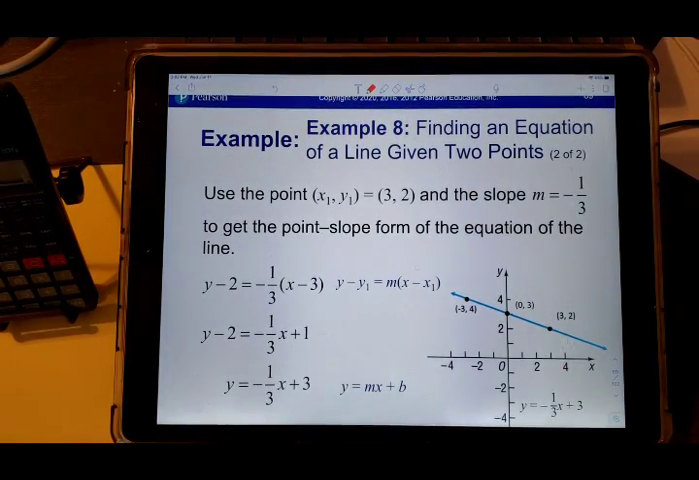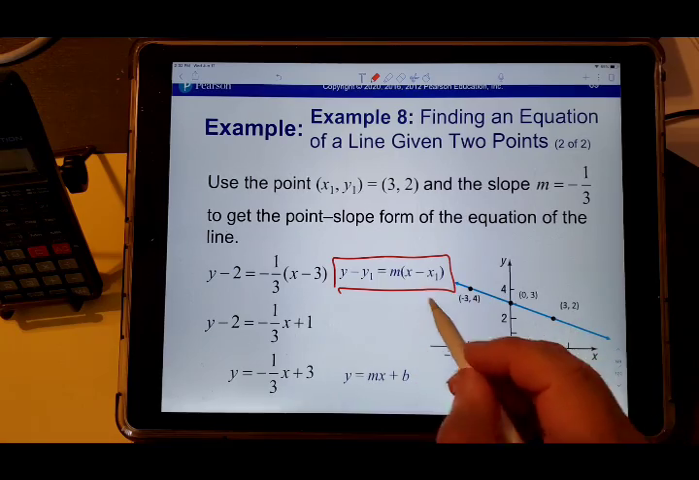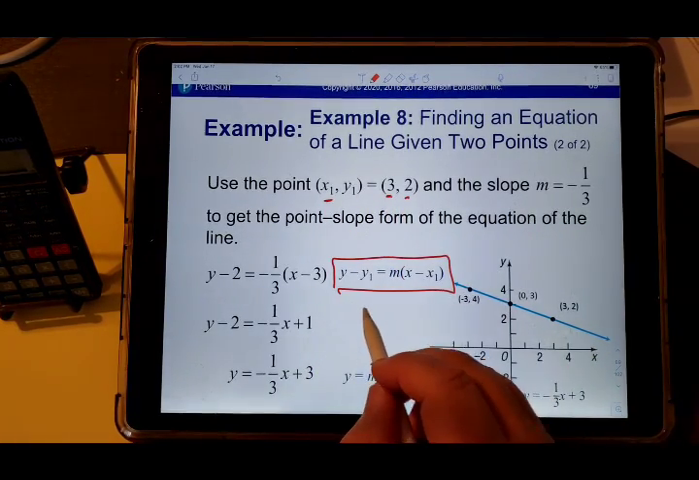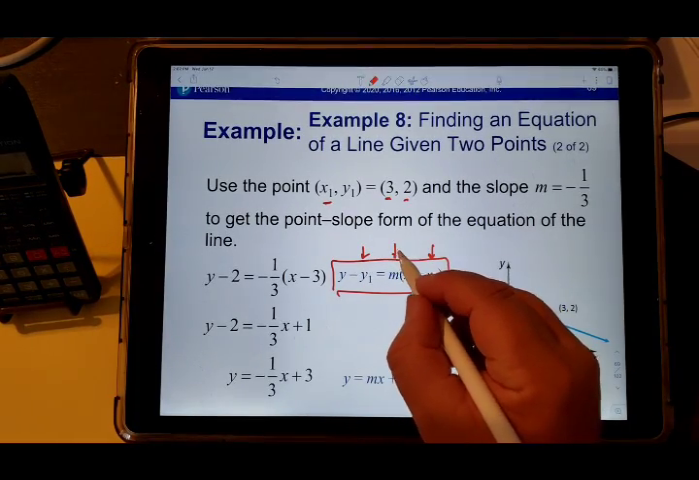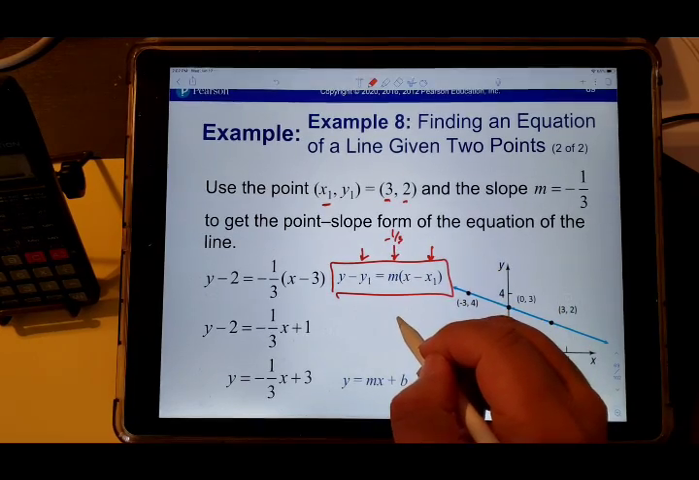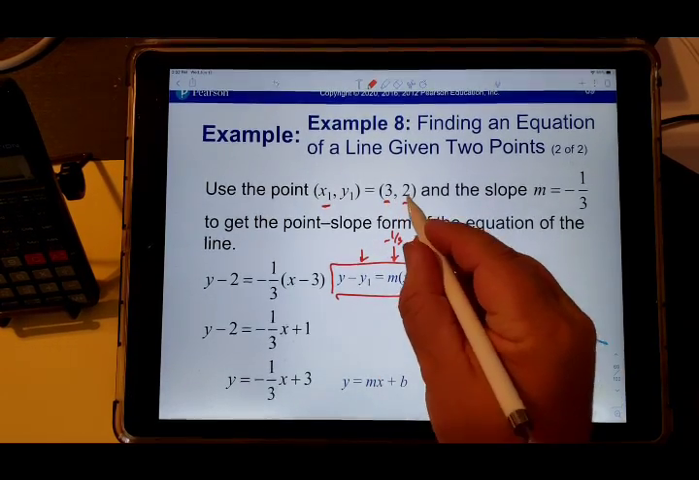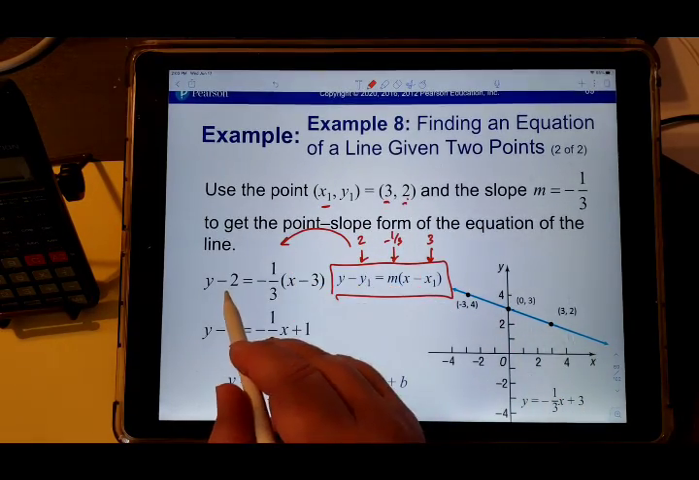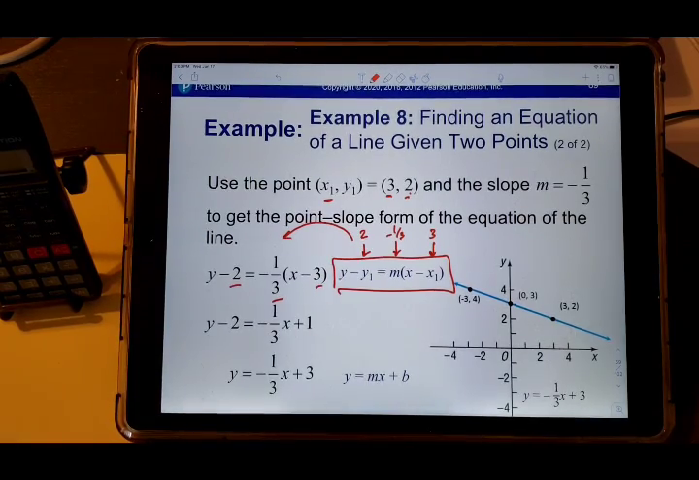Once we have the slope, we're going to choose one of the points. It doesn't matter which one. They chose this one, 3, 2. Just substitute in here. Notice that if I hadn't calculated the slope, I wouldn't have had the number to put in here. But I did have the x value, and I did have the y value. So what I'm doing over here is making those substitutions, that triple substitution there.